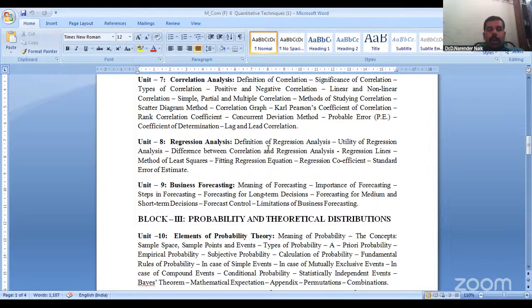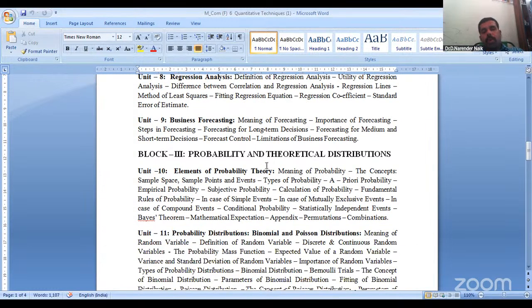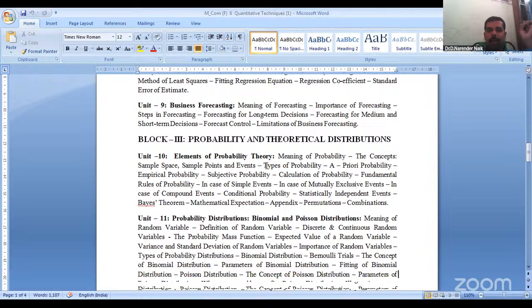Then block number 3, probability and theoretical distributions. Probability and theoretical distribution, that is unit number 10, elements of probability theory, meaning of probability, the concepts, sample space, sample points and events, types of probability, prior probability, empirical probability, subjective probability, calculation of probability, fundamental rules of probability in case of simple events, in case of mutually exclusive events, in case of compound events, conditional probability, statistical independent events, Bayes theorem, mathematical expectations, appendix, permutations, combinations.